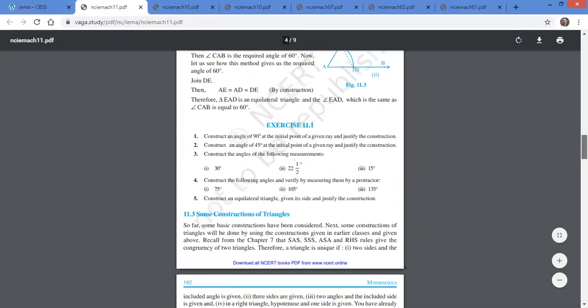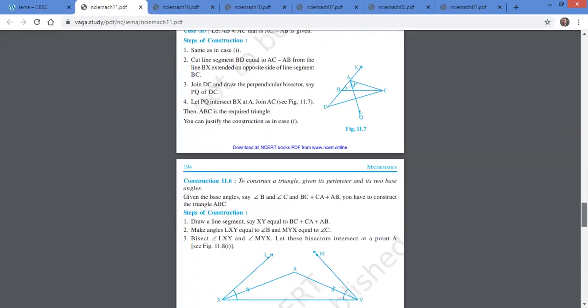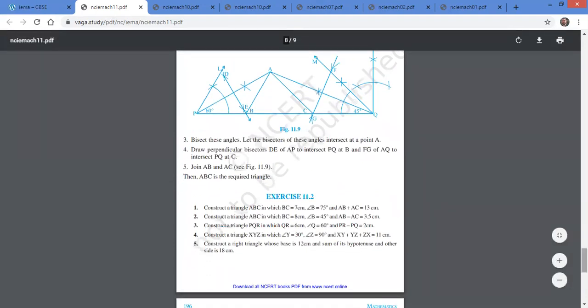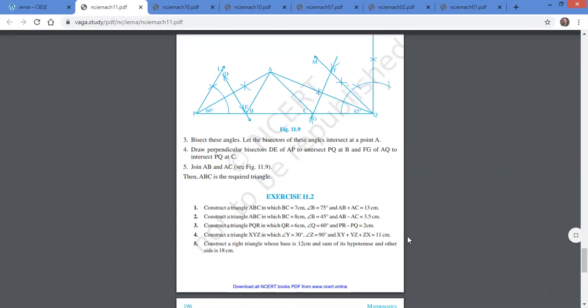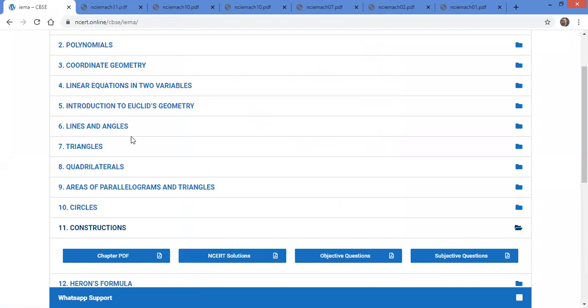11.1 constructions, this is very easy. And 11.2, actually they were all easy questions. In 11.2, there were only 5 questions, out of which only one question is deleted. That is the 4th one. Construct a triangle XYZ in which the base angles are given and the perimeter is given. Only this one question is cancelled, and this was the diagram that we used to get. This was an important question, but it has been deleted this year. So this you need not do.